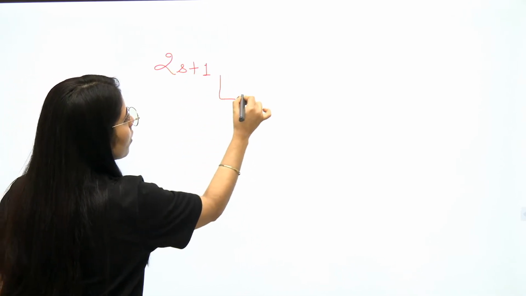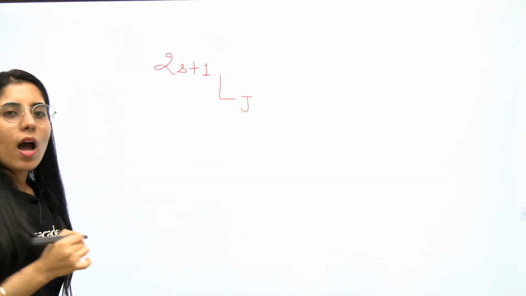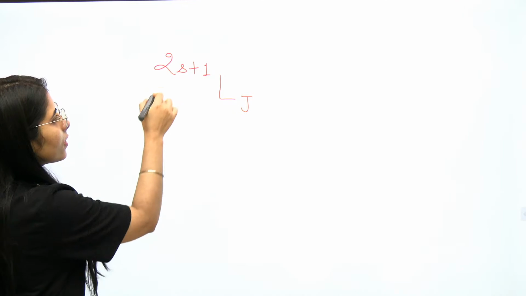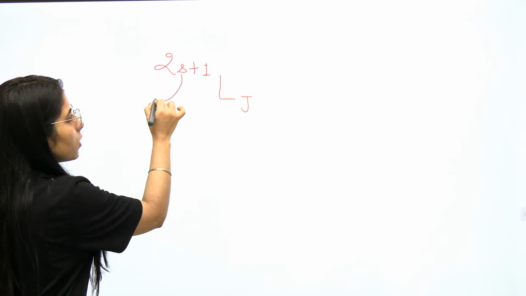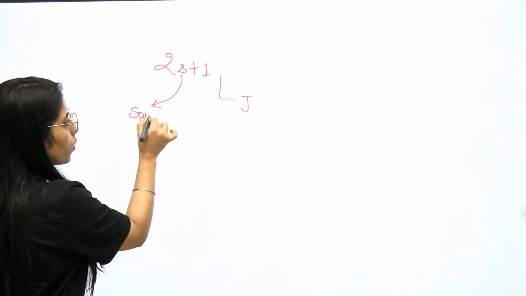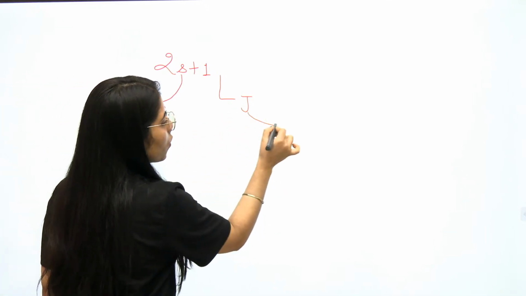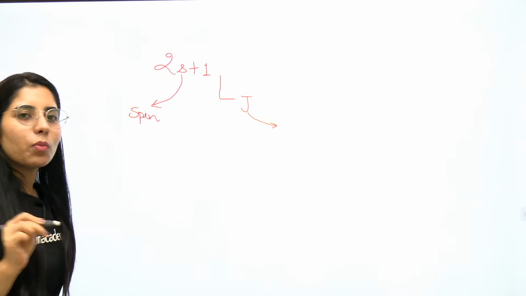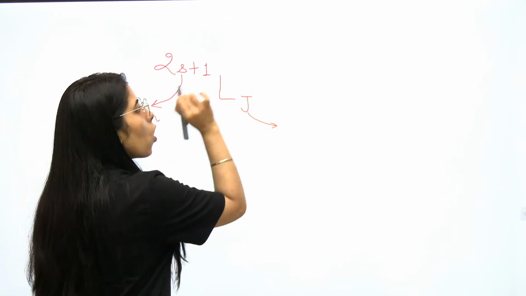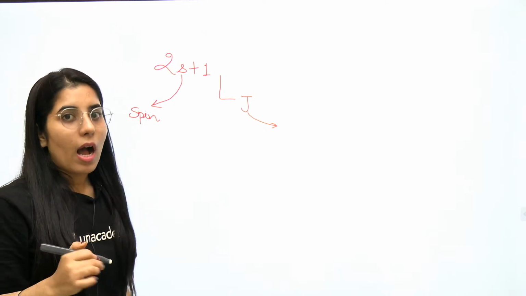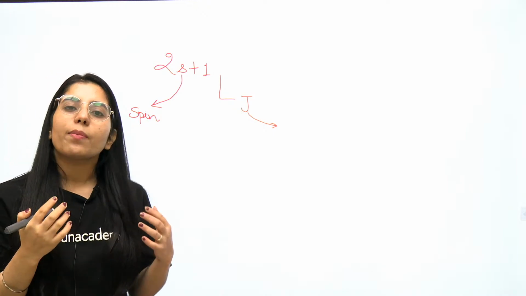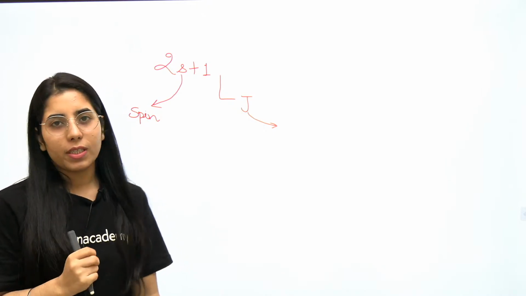2S plus 1 L J. This is how we write the spectroscopic term, where this S is what? This small s is representing the spin. This J is going to be the angular momentum quantum number. L will be related to the orbital quantum number. How we will write those values, what steps you have to follow, what type of questions you will have, everything we will consider.